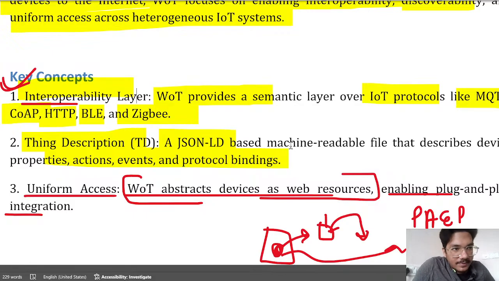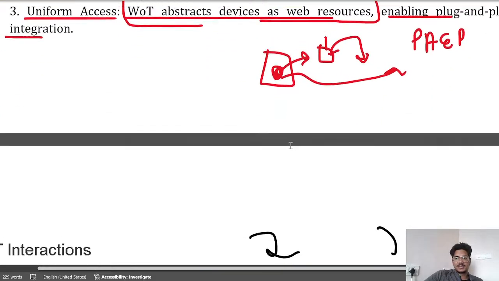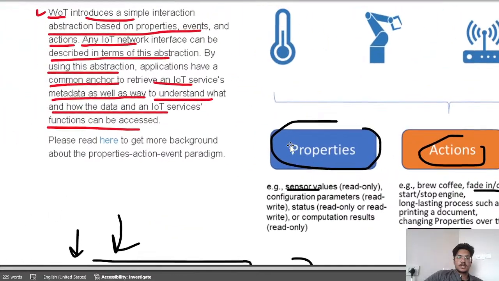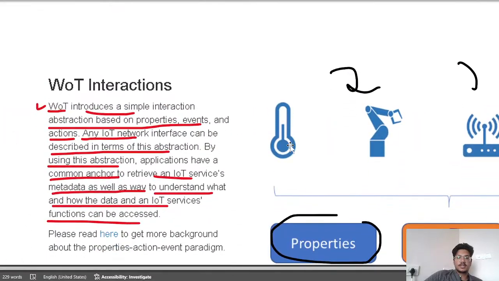The interoperability layer provides an abstraction layer over IoT protocols such as MQTT. The thing description in JSON-LD provides a machine-readable file that describes everything: properties, actions, and events of the thing. Uniform access means plug-and-play integration.